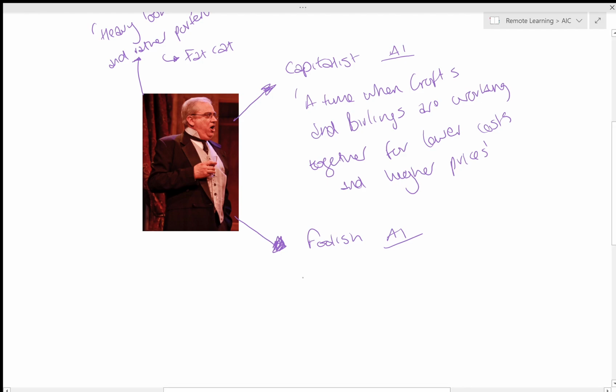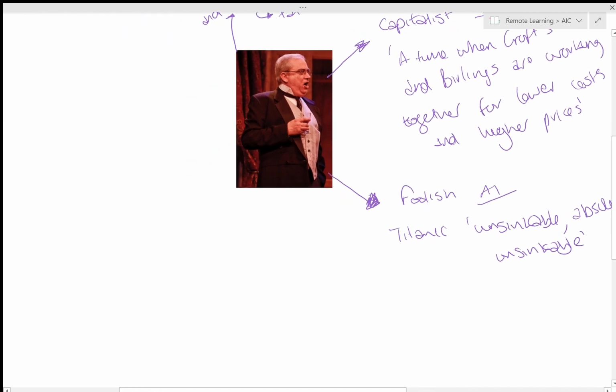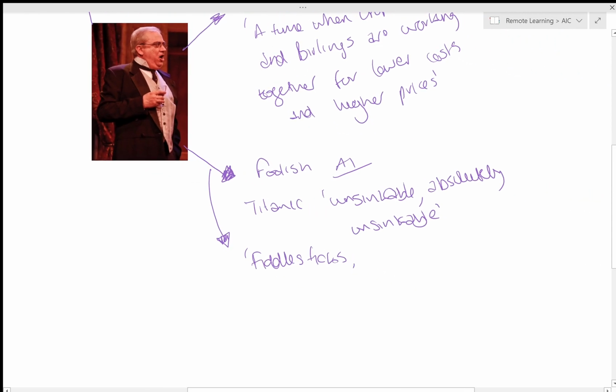If I think of the quote linked to the Titanic, it's "unsinkable, absolutely unsinkable." And when I think of the quote linked to the war, I might go for "fiddlesticks. The Germans don't want war, nobody wants war."